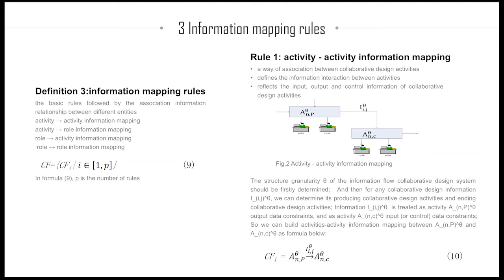Rule 1, activity to activity information mapping. It is a way of association between collaborative design activities. It defines the information interaction between activities. It reflects the input, output, and control information of collaborative design activities, as shown in Figure 2. Also, there's a Formula 10.